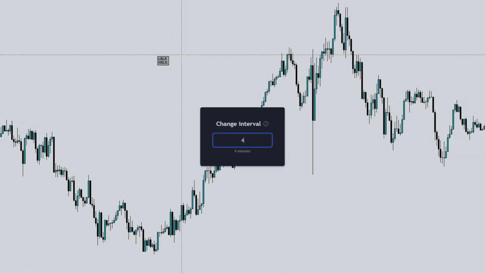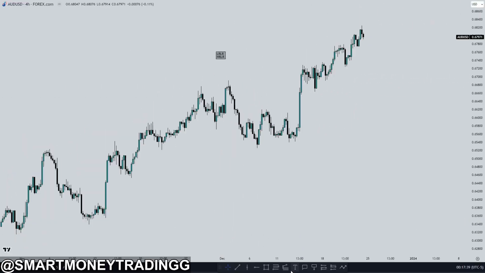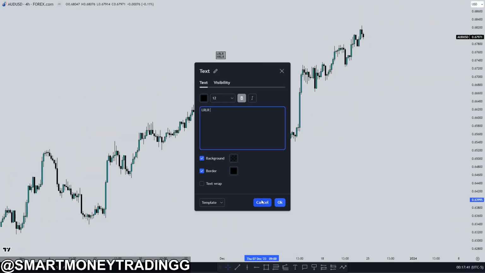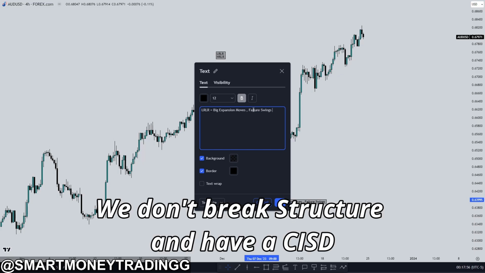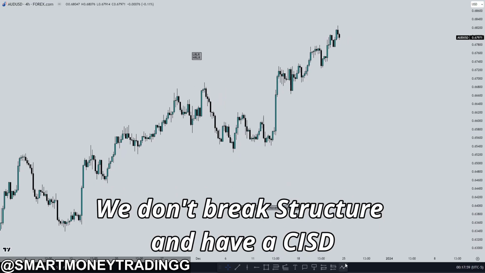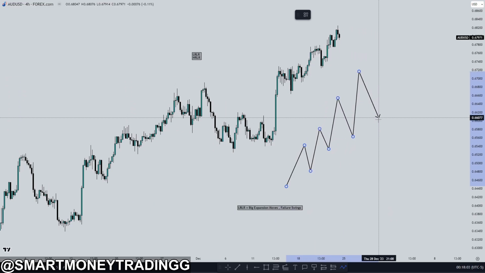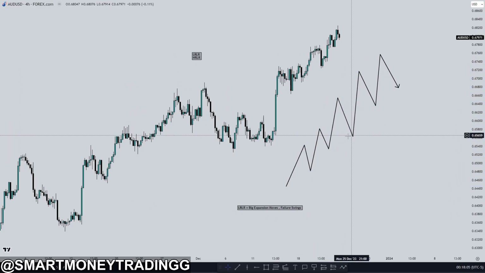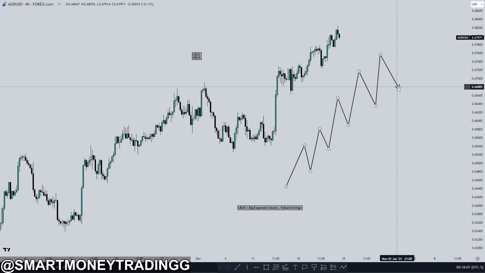And we're going to go to the 4-hour real quick, and we're just going to see what low resistance liquidity is. To me, low resistance is pretty much big expansion moves. That's kind of what I see it as. Low resistance, big expansion moves, and then failure swings. Basically, failure swings is like you don't break market structure. So failure swings are like this. You never break market structure, and you never come near it. So that's kind of what low resistance is.